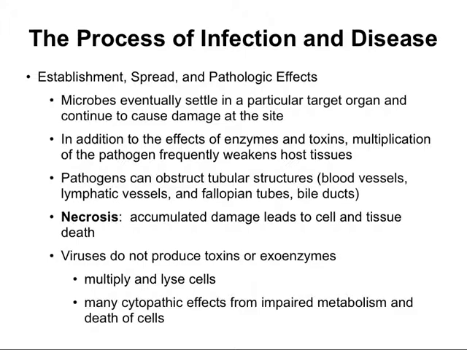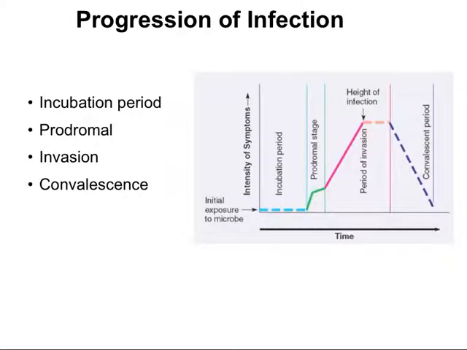Now, viruses don't produce toxins or exoenzymes. They primarily cause their damaging effect by multiplying and lysing the cells within which they reside. Many of the cytopathic effects come from impaired metabolism and death of the cells. When we look at the progress of an infection, we have four general periods: the incubation period, the prodromal period, the invasion period, and the convalescence period. You can see in this figure over on the right-hand side the progress from one phase to the other and how they occur over time.